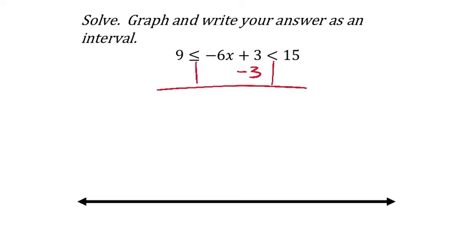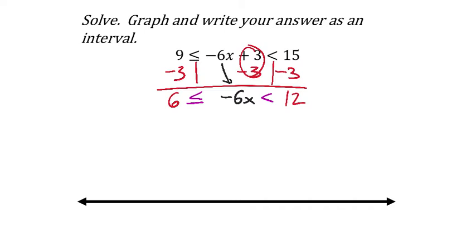So right here, I'm going to subtract 3. But if I do it there, I got to do it to all 3 parts of this compound inequality. That is just to zero that out. I still will drop the negative 6x. Oh, that's interesting. So 9 minus 3 is 6, and then 15 minus 3 is 12. Now, right now, this is the inequalities that I have, right? I got 6 is less than or equal to negative 6x, which is less than 12.